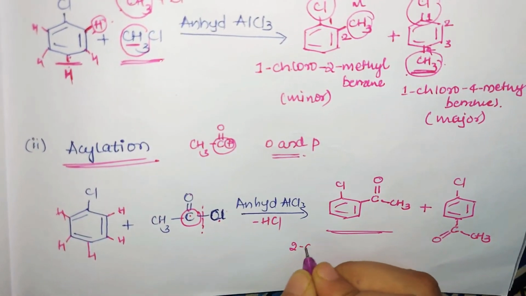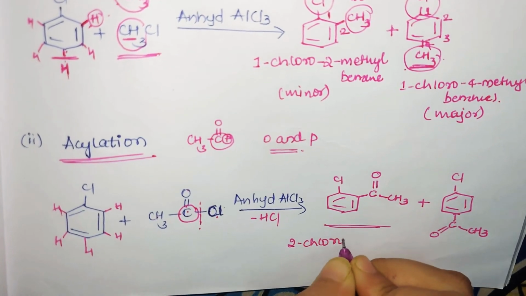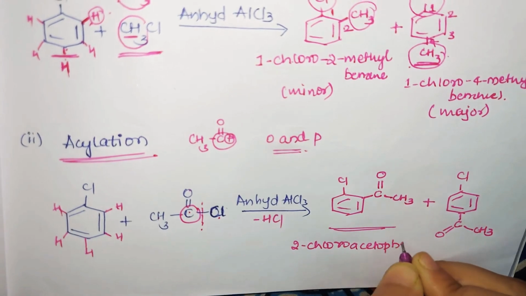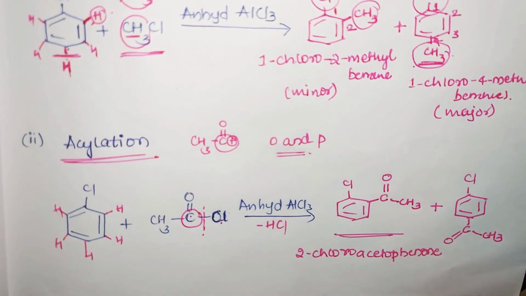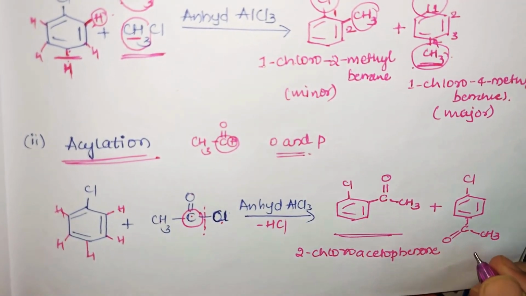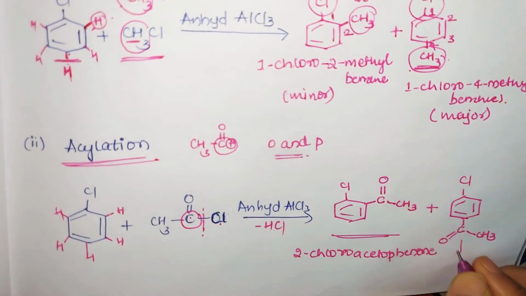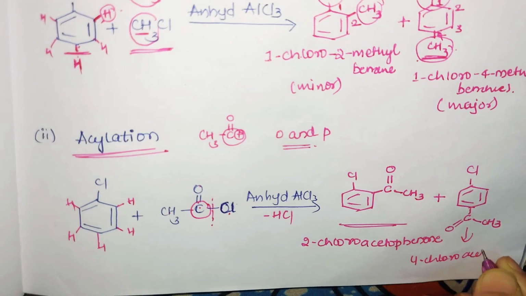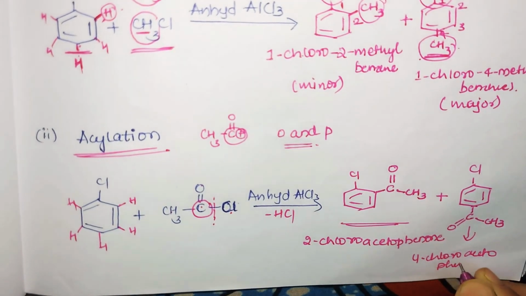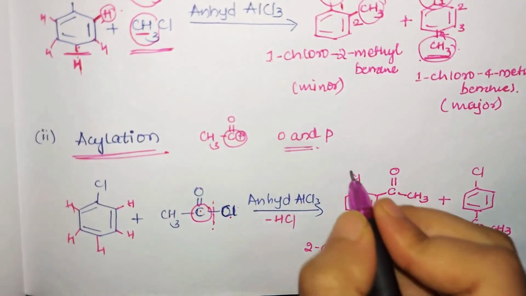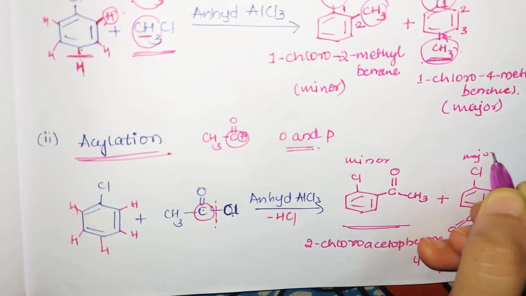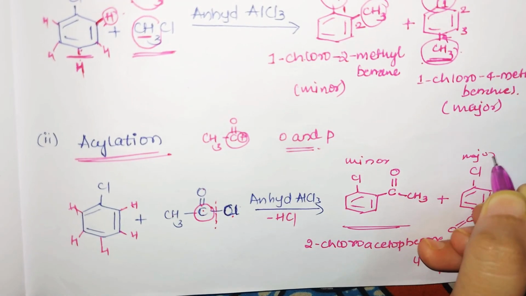So the first one, we'll call the product 2-chloroacetophenone. Why are we calling it phenone? Because you can see you have C double bond O. It is nothing but which group? Ketonic group. And the next, since Cl is present on the fourth position, it becomes 4-chloroacetophenone. Out of this, ortho is always the minor product and para is always the major product.